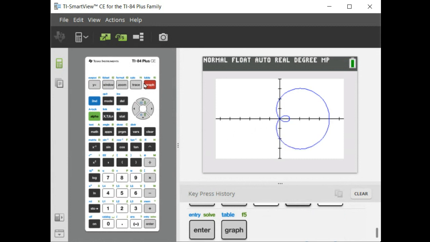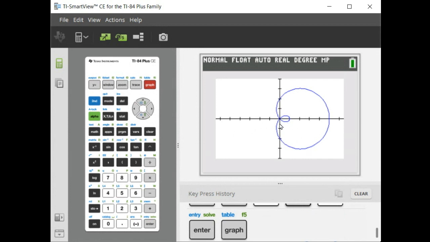Okay. All right, so let's review again. The distance from the pole to the furthest point is A plus B. So from here to here is 2 plus 3, so you get 5. The distance of the loop is B minus A. So 3 minus 2 is 1. So the distance of the loop is 1.